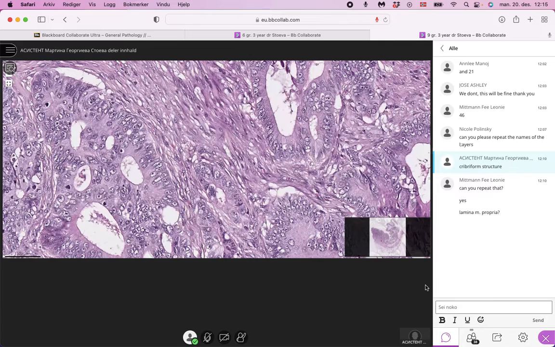T3 is when the tumor glands infiltrate through the full thickness of lamina muscularis propria and already invade the subserosa. This is T3. And T4 is if the entire wall is completely infiltrated by the tumor, and then the tumor continues infiltrating the serosa and surrounding structures. Then it's T4. In our case, it's T2.